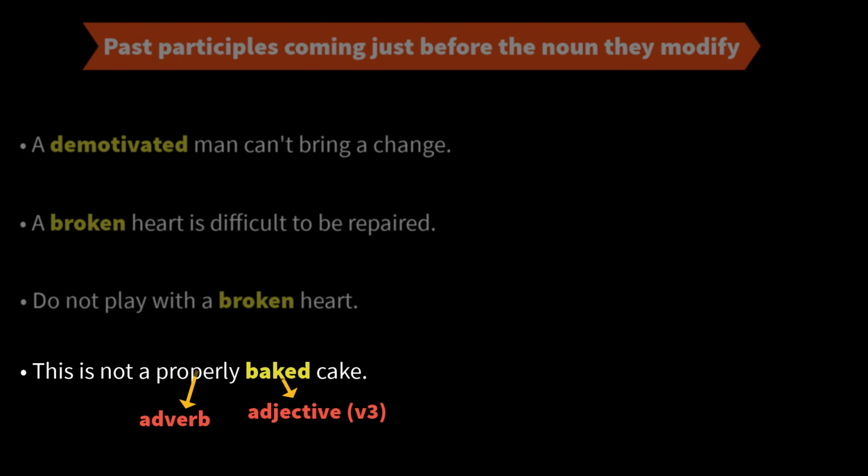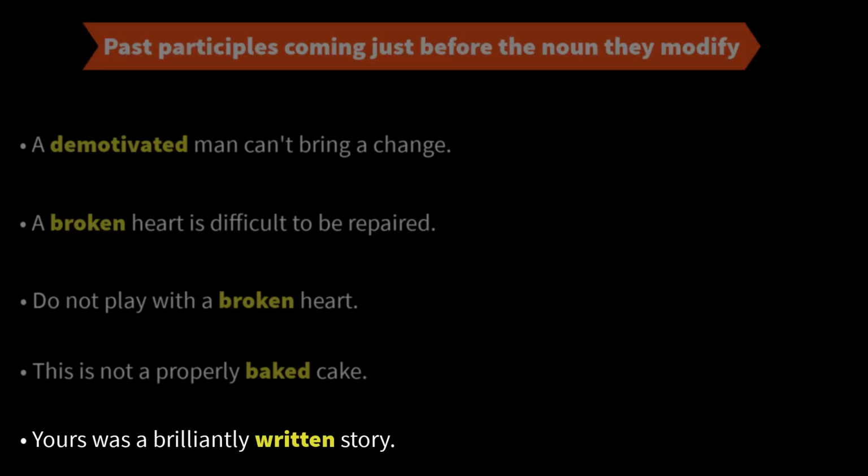What kind of a cake? Properly baked cake. Properly is an adverb that's modifying the adjective baked. Let's take one more example. Yours was a brilliantly written story. Here, written is the past participle working as an adjective. Why? Because it's modifying the noun story, giving information about it. What kind of a story? A brilliantly written story. So guys, these were some examples where a past participle is coming just before the noun it modifies.